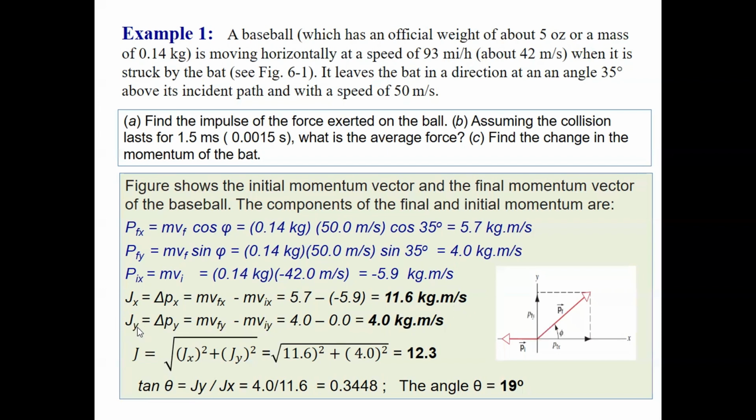Similarly, the Jy is the delta Py equal to m vf minus m vi for the y direction, and we come to know that its value is 4 kg meters per second. Now we know the two components of the J vector, Jx and Jy. Therefore, we can find the magnitude of J equal to the square root of Jx squared plus Jy squared, the Pythagoras theorem.